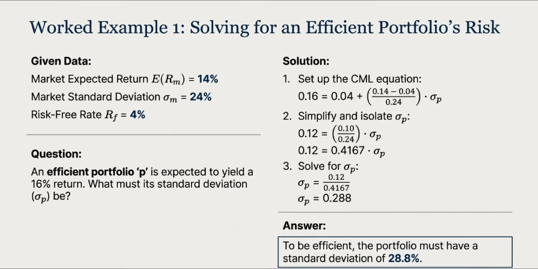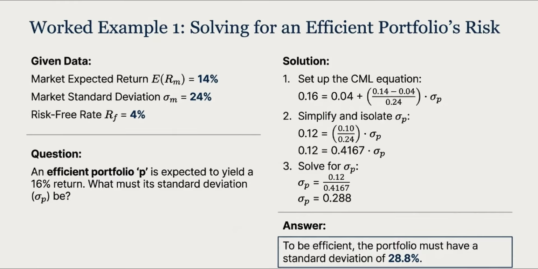And the risk-free rate? The risk-free rate, RF, is 4%, 0.04. Great. Question 1. If an efficient portfolio is giving you a 16% return, so E of RP is 0.16, what must its standard deviation sigma P be? Right, so we just plug the known values into our CML equation. We have 0.16 equals 0.04 plus our slope, which is 0.14 minus 0.04, divided by 0.24, all times sigma P.